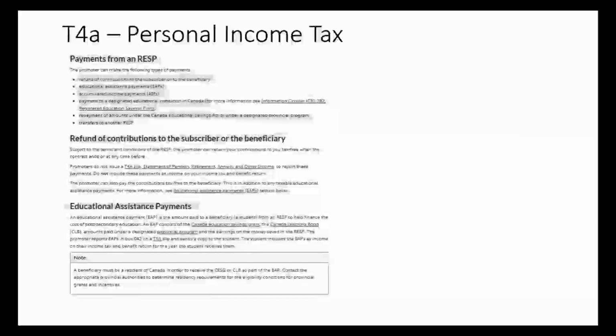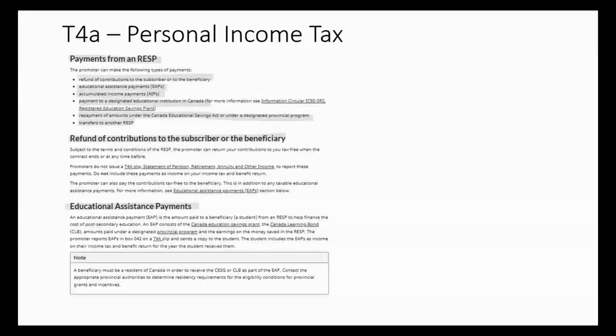Payments from an RESP, the promoter can make the following types of payments: a refund of contributions to the subscriber or to the beneficiary, EAPs or educational assistance payments, AIPs or accumulated income payments, payment to a designated educational institution in Canada, repayment of amounts under the Canada Education Savings Act or under a designated provincial program, transfers to another RESP, and so on and so forth.